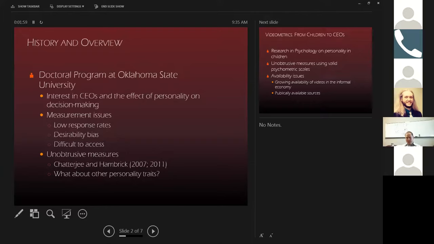So we started looking at different options, and at that point in time, Chatterjee and Hambrick just came out with their work on narcissism and ISQ. But when we started looking at those scales, the problem was, how do you create scales for other personality traits? For example, I was very interested in humility and extroversion, charisma, things like that.